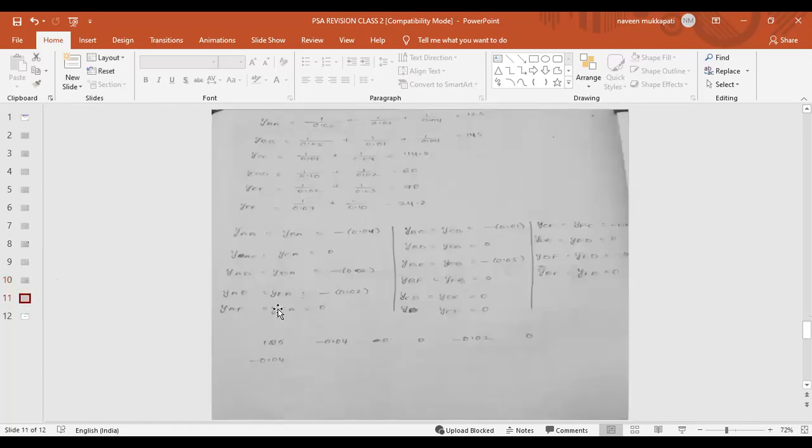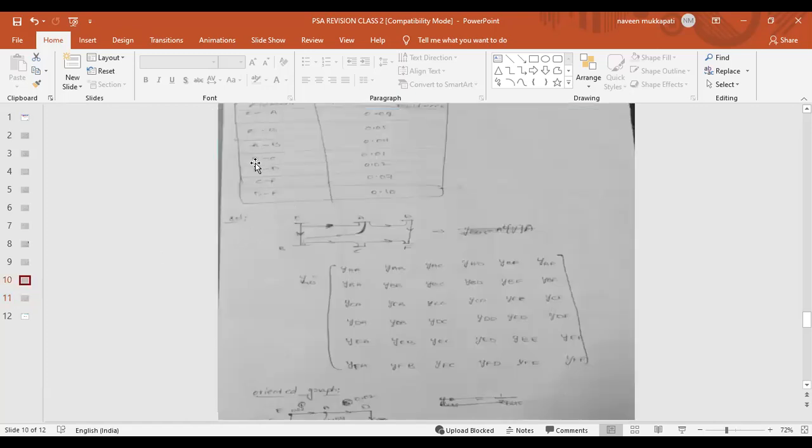Next, YAE or YEA. Do we have any connection between A and E? Yes, we have the connection between E and A. Therefore YAE is equal to minus 0.02.